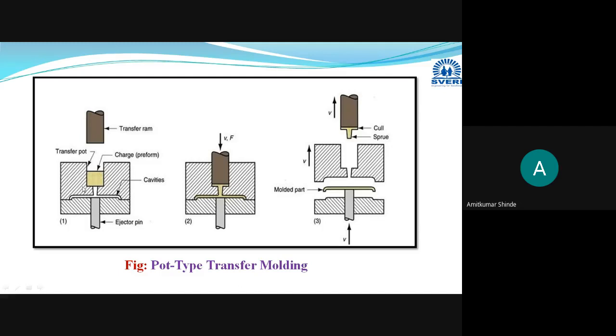Now here you can see clearly, the mold consists of a transfer pot, and this is the transfer arm, or press or plunger. Then this is the cavity, this is the sprue, this is the charge or preform, and these are the ejector pins. This is the lower half of the mold and this is the upper half of the mold.